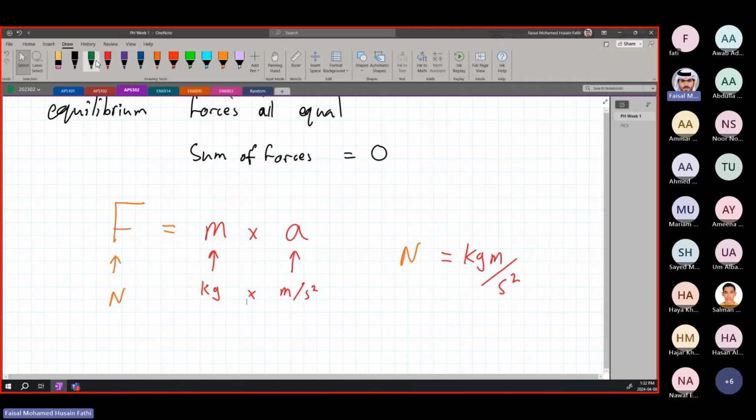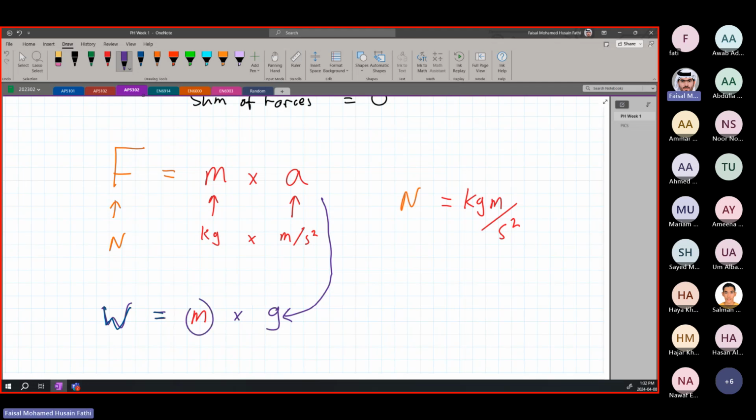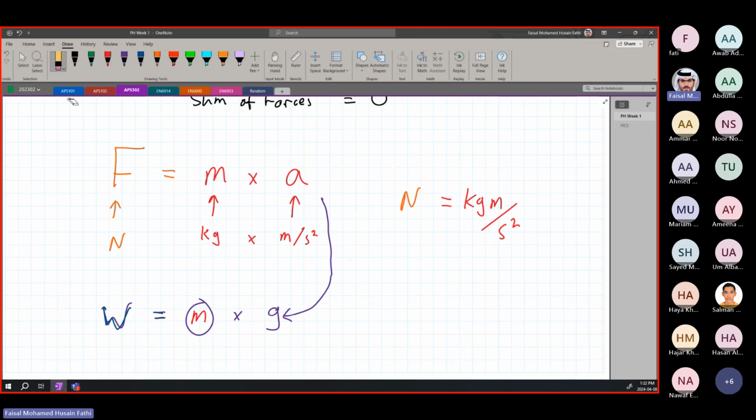This is the rule that will be applied for everything. If you notice, for weight, it is the exact same rule. The weight is equal to the mass times gravity. Gravity is our acceleration in this case, and the mass is the same. So this force is a standard force that we call weight. That's the only difference, but this is the more standard form of this equation, which is Newton's second law.